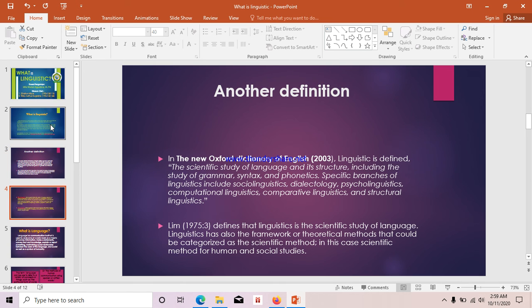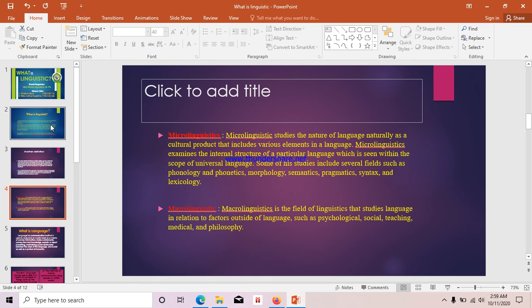Microlinguistic. Microlinguistics studies the nature of language naturally as a cultural product that includes various elements in language.